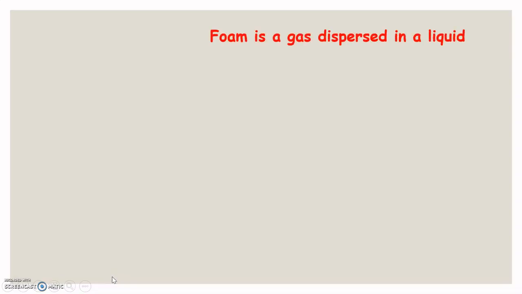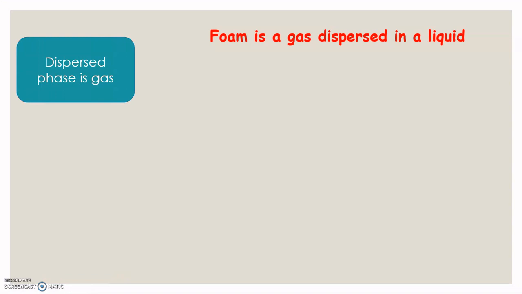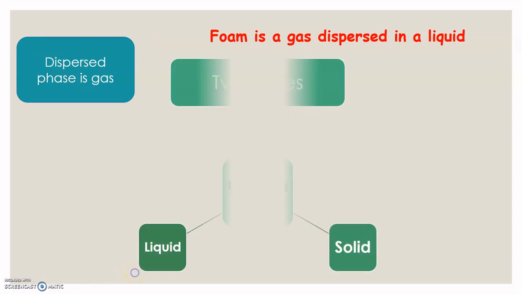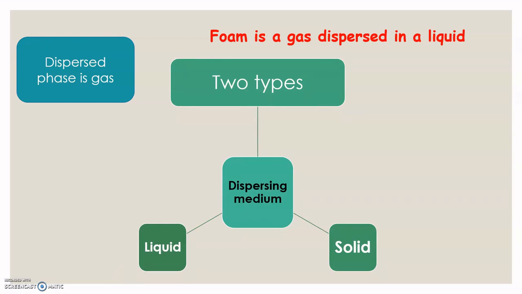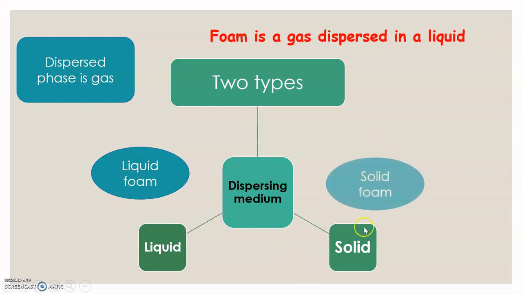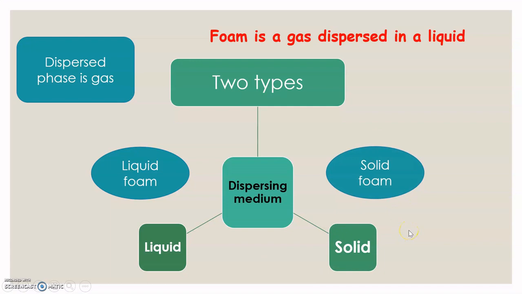Foam is a gas dispersed in a liquid. It has a dispersed phase, and the dispersed phase is always a gas. Foams are classified into two based upon the dispersing medium. If the dispersing medium is a liquid, then it is called a liquid foam. If the dispersing medium is solid, we call it a solid foam.